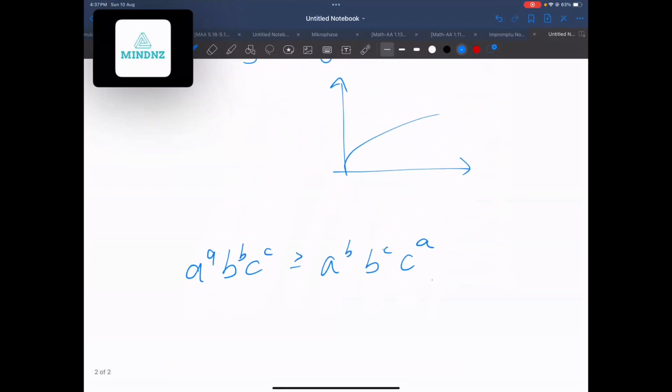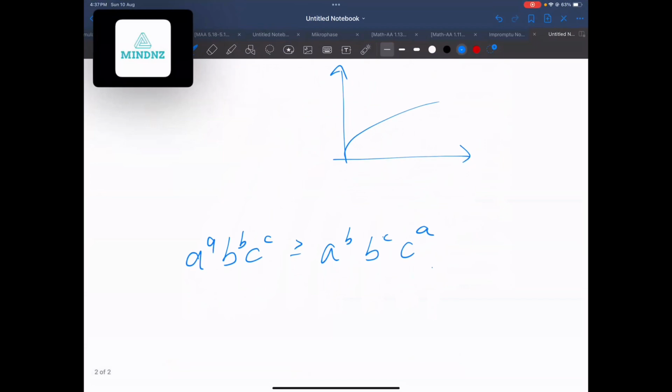Okay, so firstly, let's think about how we can order this, right? We can assume one of them to be the greatest without loss of generality. So let's suppose that a is greater than or equal to b and c. Out of b and c, are we able to assume that without loss of generality, one of them is the greatest?